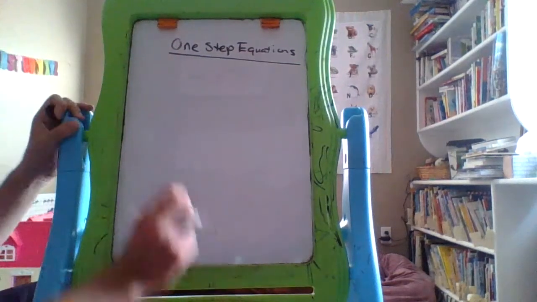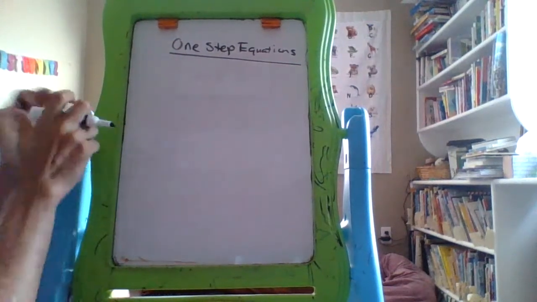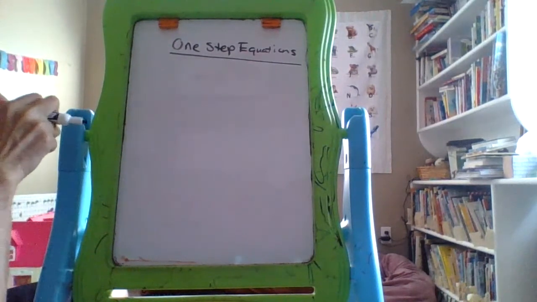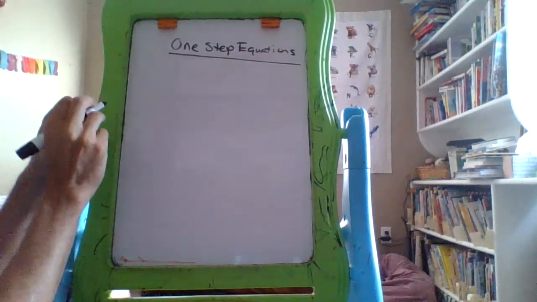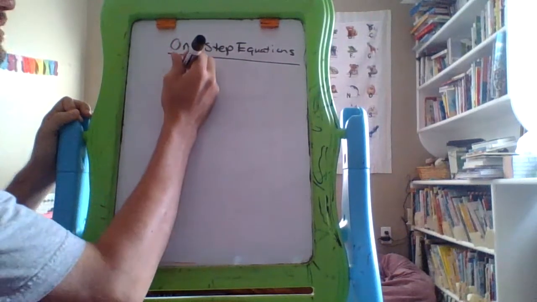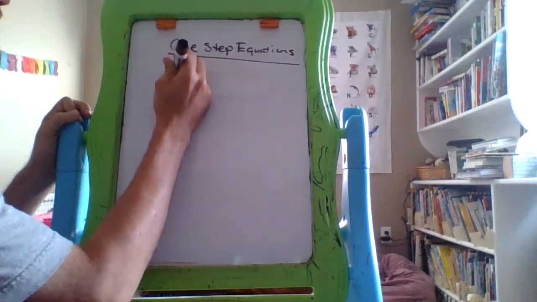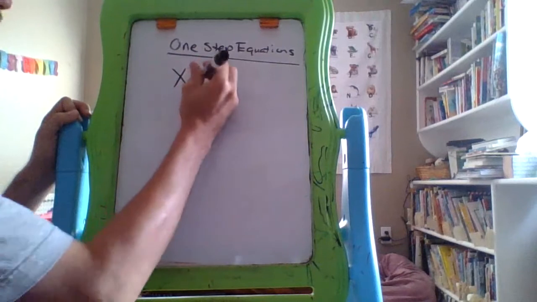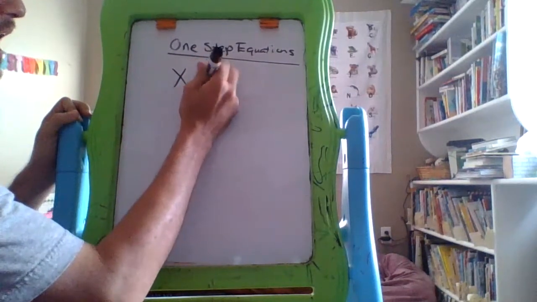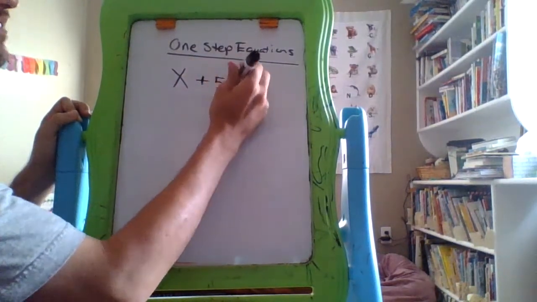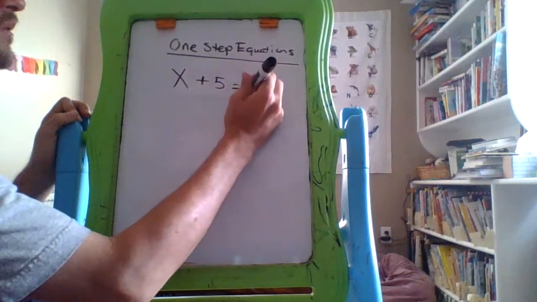Hello everyone, so today we're going to work on one-step equations. I'm going to go through quite a few examples of these and how we can solve these. So we'll start with a basic one, something where we have an unknown or an x, and then we're going to add 5 to that unknown, and we are going to get the number 10.